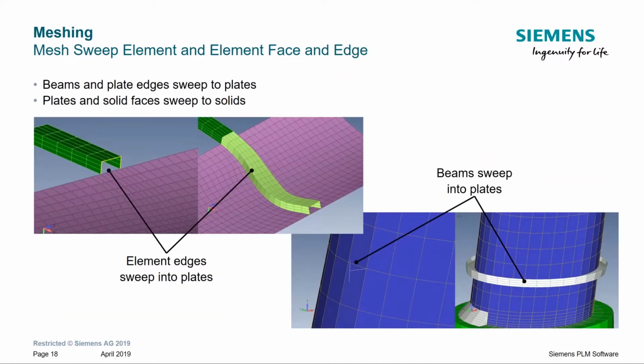Here's another example. So we want to sweep element edges onto a plate. So you pick the element edge you want to sweep, and then the path, and then it'll sweep that around in there. It'll also allow you to do things like sweep beams into plates. So this is a really nice new feature, kind of a way of doing mesh morphing within Femap.